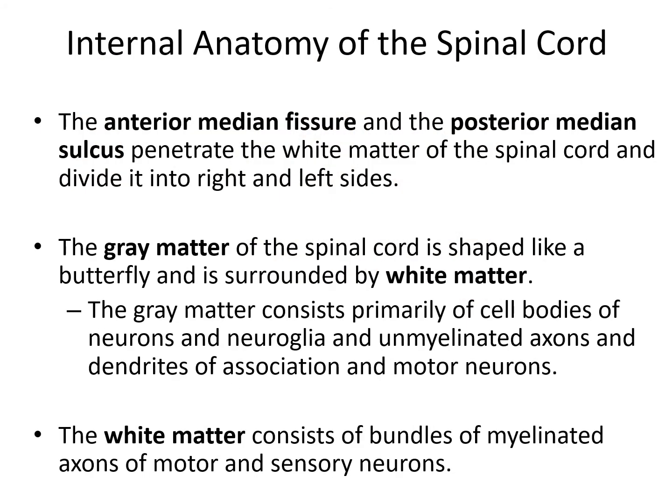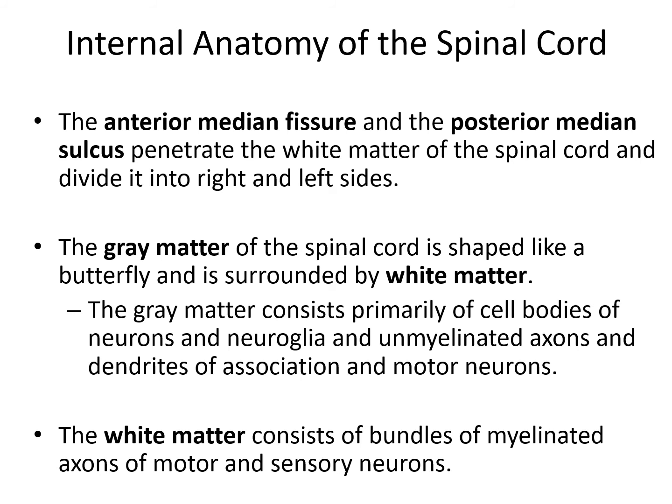To summarize, the anterior median fissure and the posterior median sulcus divide the spinal cord into two halves. The two halves are connected through the gray commissure. The gray matter within the interior of the spinal cord is going to contain the cell bodies of neurons, as well as unmyelinated axons, dendrites, and also something known as neuroglia, something we haven't talked about yet. Neuroglia are support cells. They're cells that help maintain the health and well-being of neurons. But this gray matter is going to contain motor neurons.